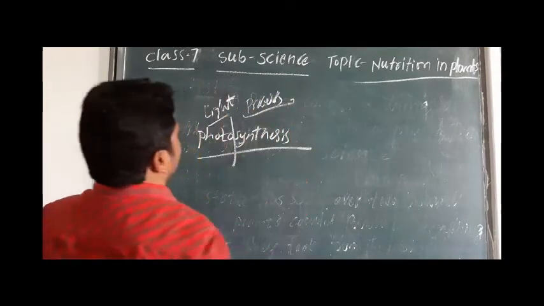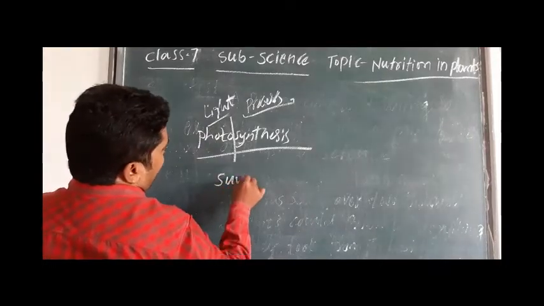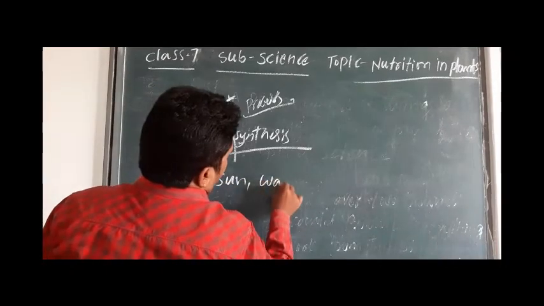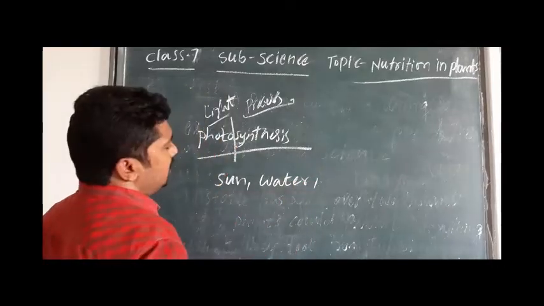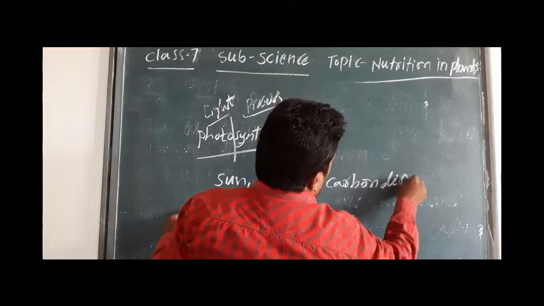So it is a light process. Light is required, so the sun is required. Next, water is required. Next, carbon dioxide.